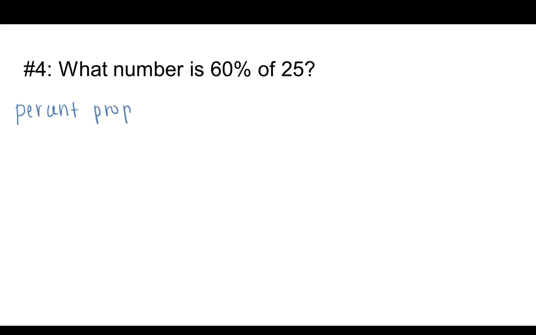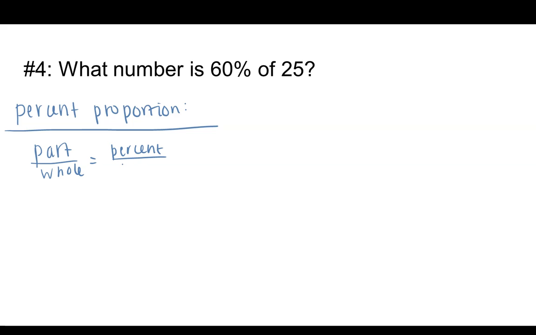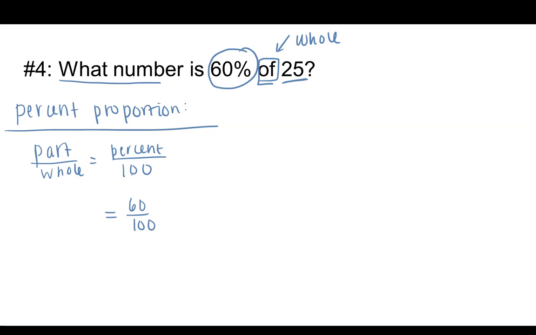Percent proportion. So remember, percent proportion is part over whole equals percent over 100. So right now, I know this is the percent, so I'm going to fill that in. It's going to be 60 over 100 here. And then what number is 60% of? Remember, of is our key word. That signifies the whole. So that means our whole is 25. So I'm going to put 25 there.